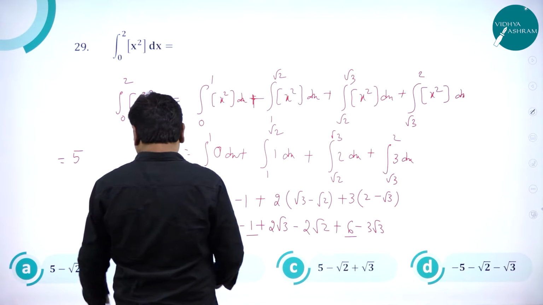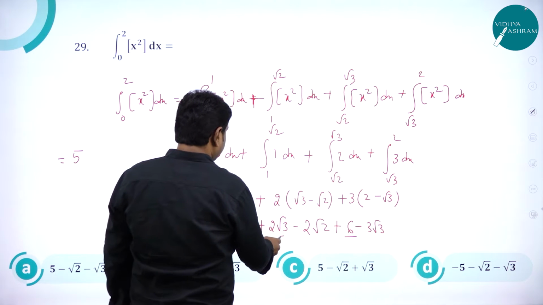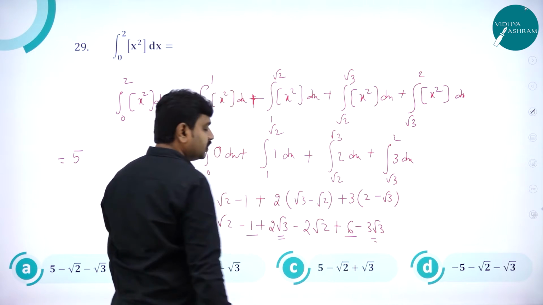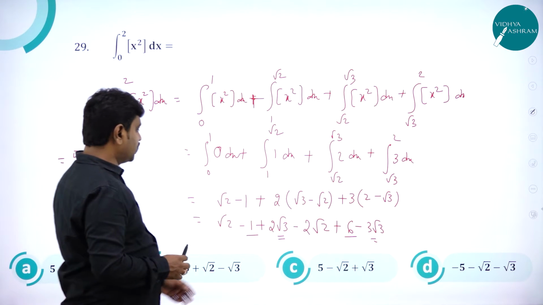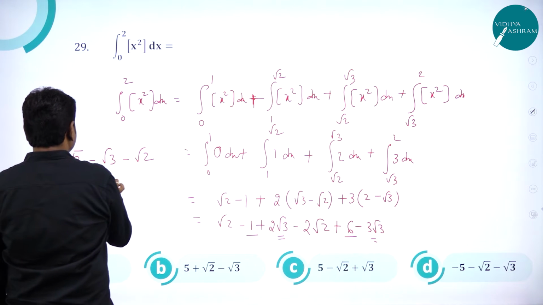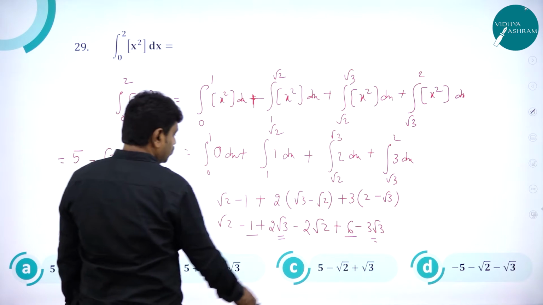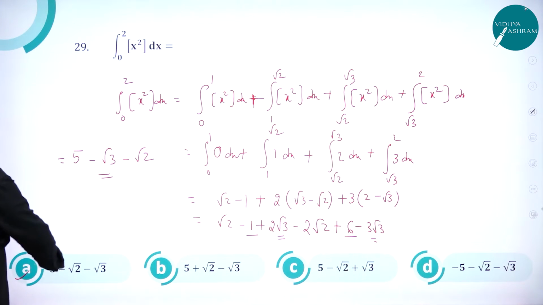Only one positive 5. Okay, we have 3 results with 5, so I have to simplify. There is no other go. So 2 root 3 minus 3 root 3. 2 minus 3 is what? Minus root 3. Similarly, minus 2 root 2 plus root 2 is minus root 2. So the answer is 5 minus root 3 minus root 2. 5 minus root 3 minus root 2. So we have option A.